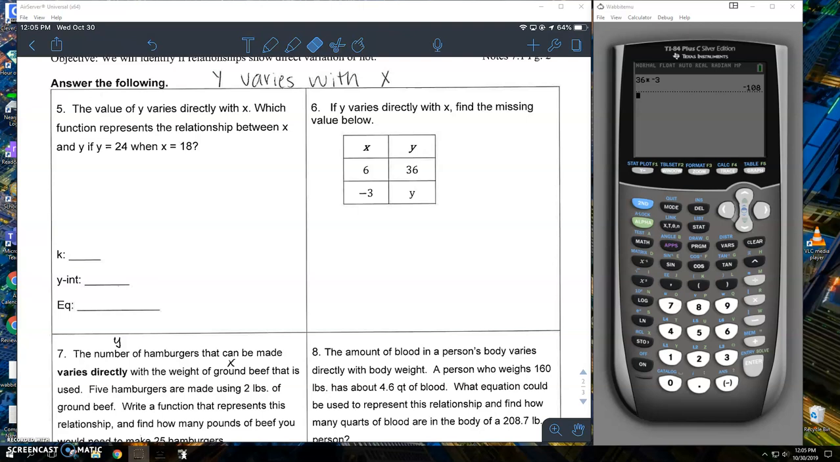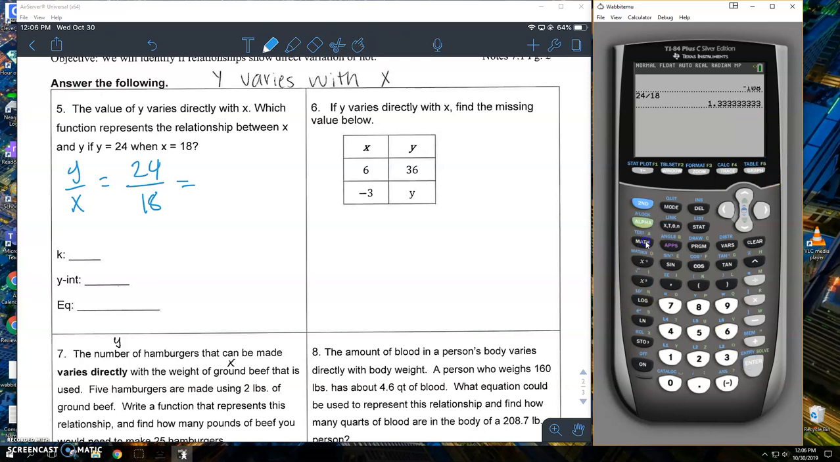So whenever it varies directly, we can set that up as y over x. And so here it tells us that y is 24 and our x is 18. And solving this is going to help us solve for our k. So 24 over 18, you could type that in the calculator.